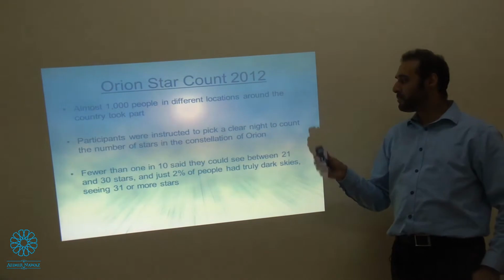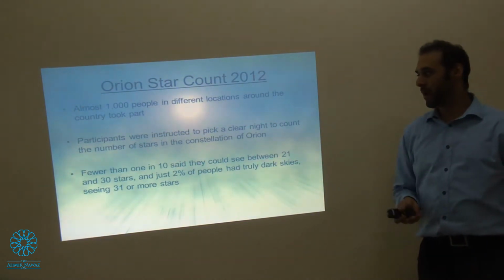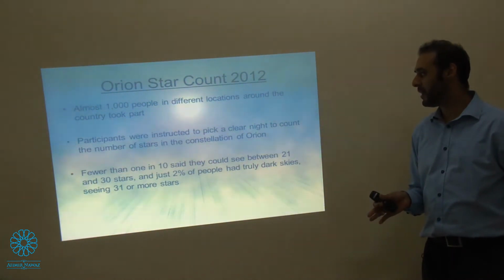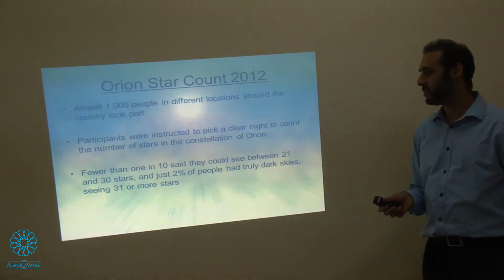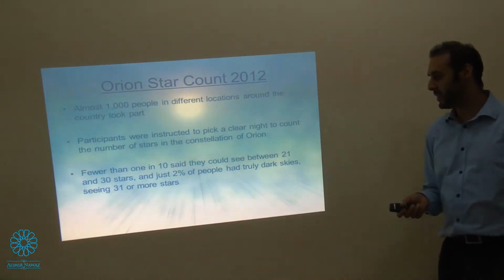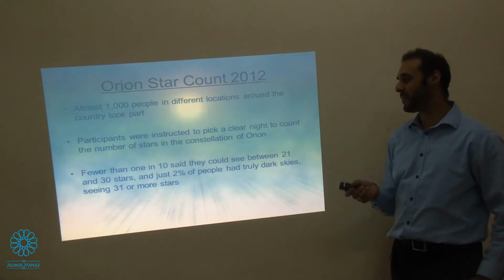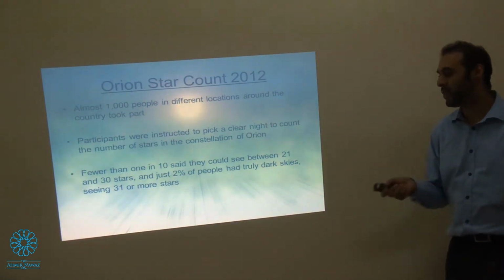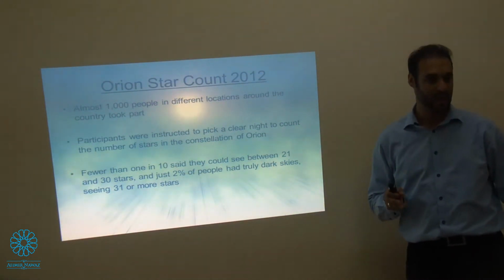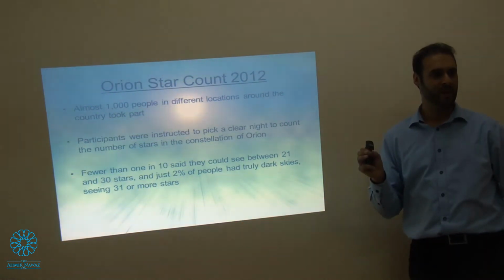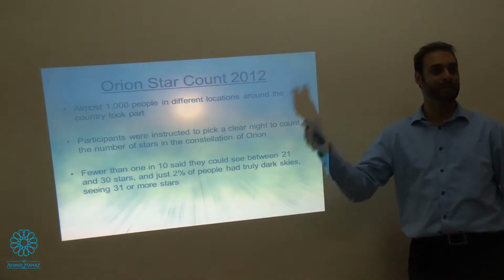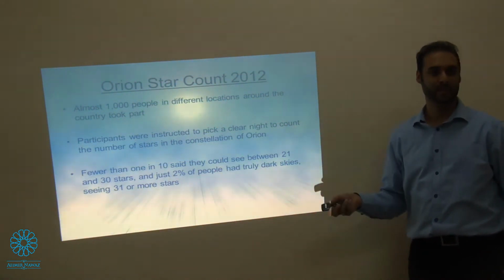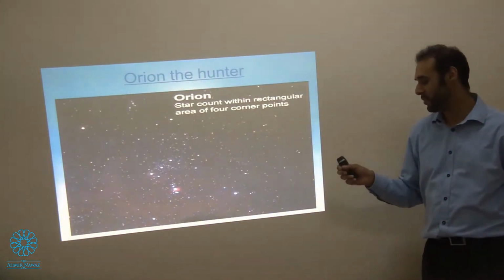So almost 1,000 people in different locations around the country took part. Participants were instructed to pick a clear night to count the number of stars in the constellation of Orion. Fewer than 1 in 10 said they could see between 21 and 30 stars, and just 2% of people had truly dark skies, seeing 31 or more stars. So if you've not got a truly dark sky, how can you even attempt to do mashahida for Fajr? You're not going to be doing a service to Islam if you do try.